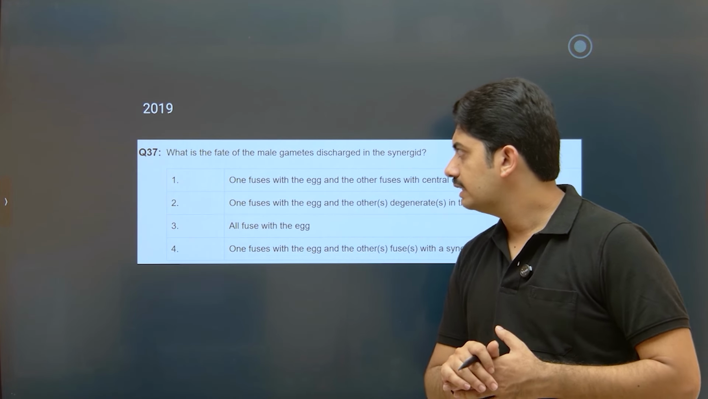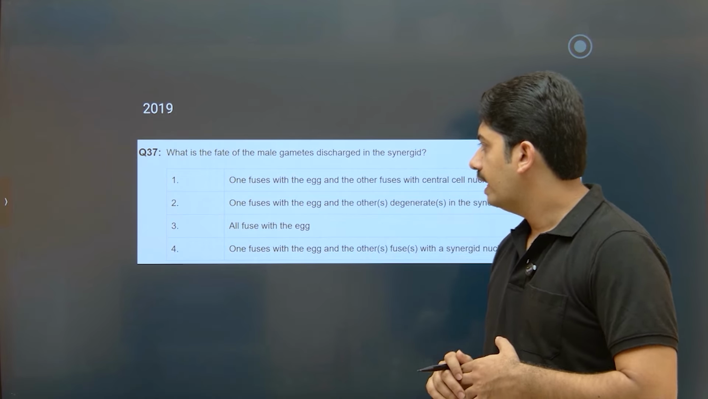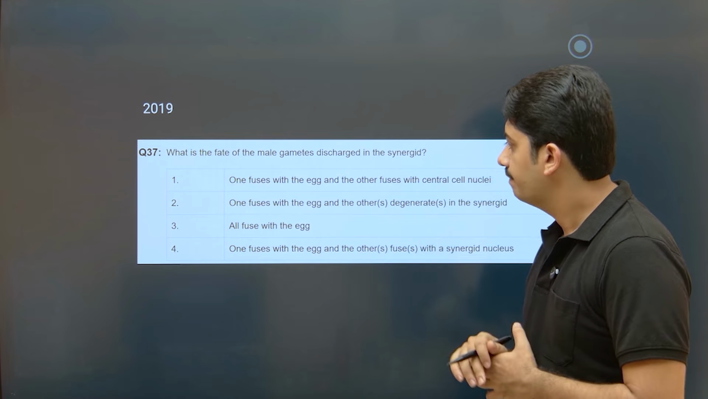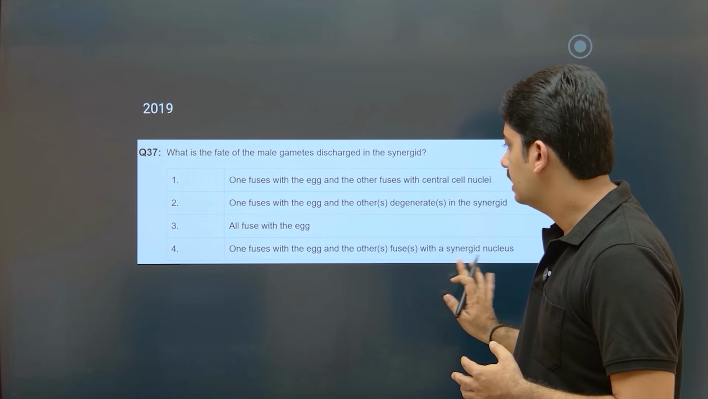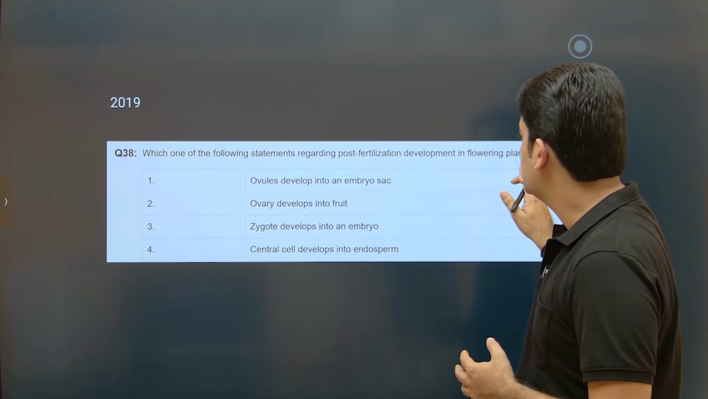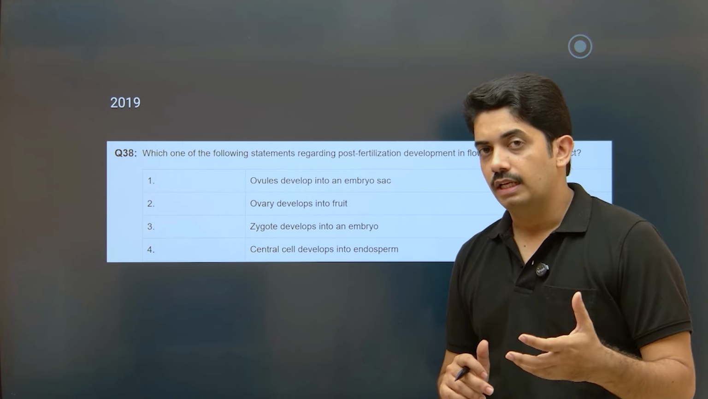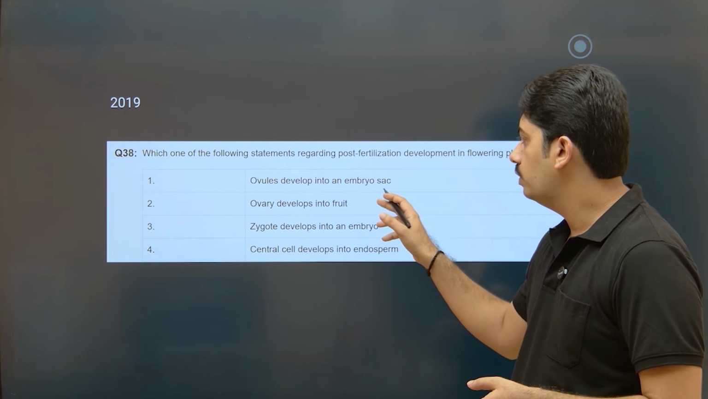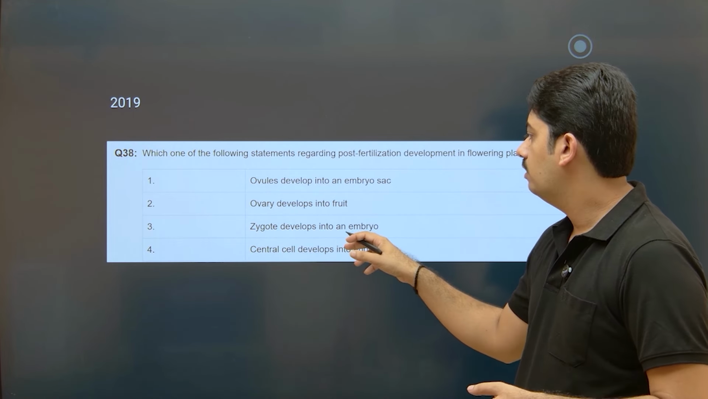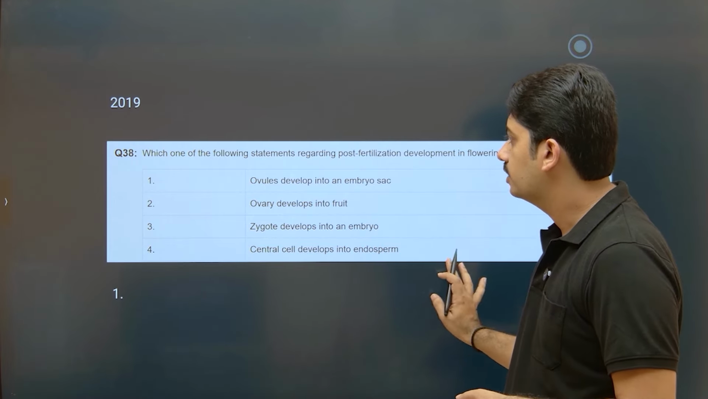Next one. What is the fate of male gametes discharged in the synergids? One fuses with the egg and the other fuses with the central cell nuclei. So the first option itself is correct. Which one of the following statements regarding post-fertilization development in flowering plants is incorrect? Post-fertilization events, just recollect. Ovules develop into embryo sac, wrong. Ovary develops into fruit, correct. Zygote develops into an embryo, correct. Central cell develops into an endosperm, correct. So the first one is incorrect.